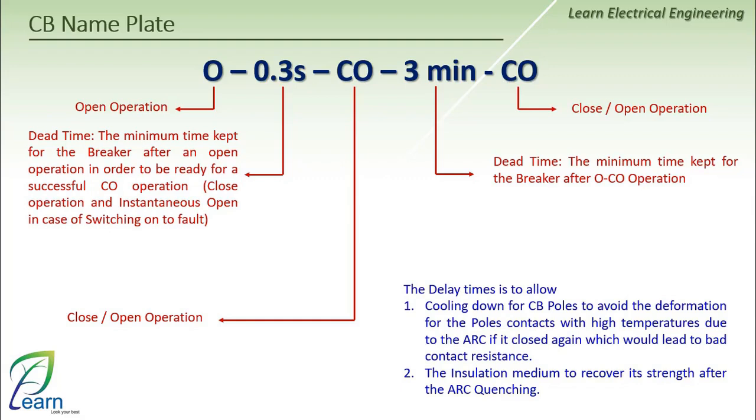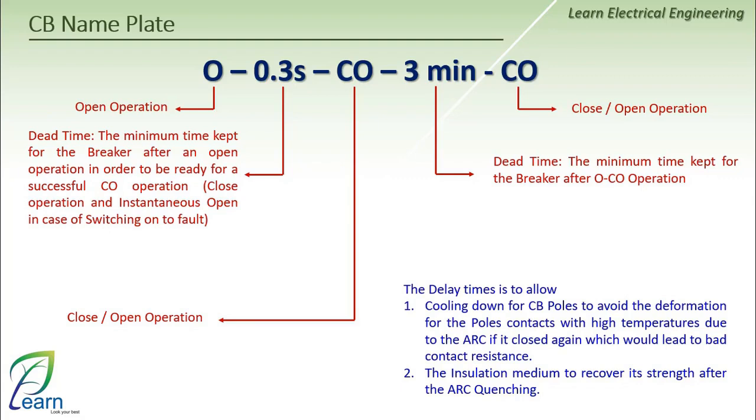The second thing is that the insulation medium used in the circuit breaker, whether it's vacuum, SF6, oil, or even air, can recover and regain its strength after the arc quenching process. What does this mean? Let's take an example with SF6 gas. At the moment, SF6 gas interrupts the arc. The passage of the arc naturally leads to an increase in the gas temperature. Okay, the increase in the temperature of the SF6 gas leads to its reduction in strength.